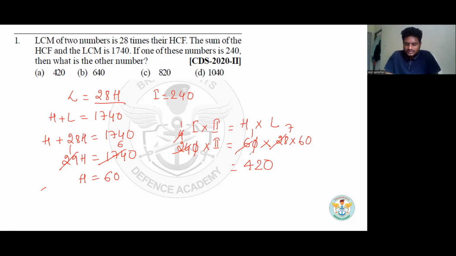I'll give you one very similar sum, see if you can solve this. First copy this down, then we can solve one more.